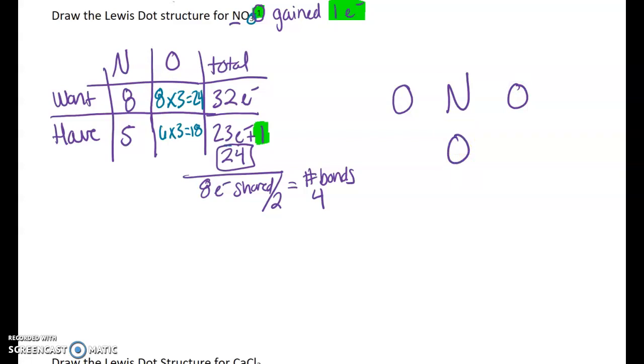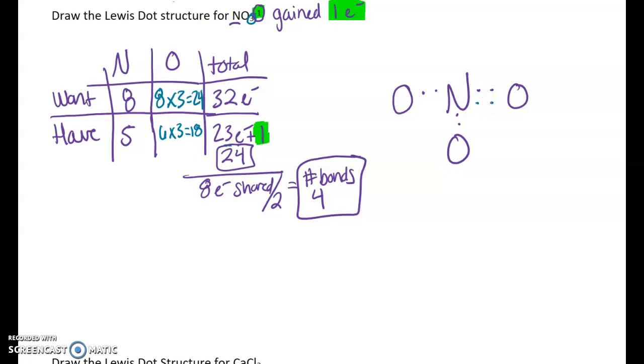I have to draw at least 1 bond, so 2 dots, for each oxygen connecting to nitrogen. So I just drew 3 out of my 4 bonds. So I have 1 more to go. Does it matter where I put my 4th bond? Well, the answer is no. I could put it here in between my oxygen and nitrogen on the left side, or I can put it here in between the oxygen and right below nitrogen, or I could put it on the right-hand side.